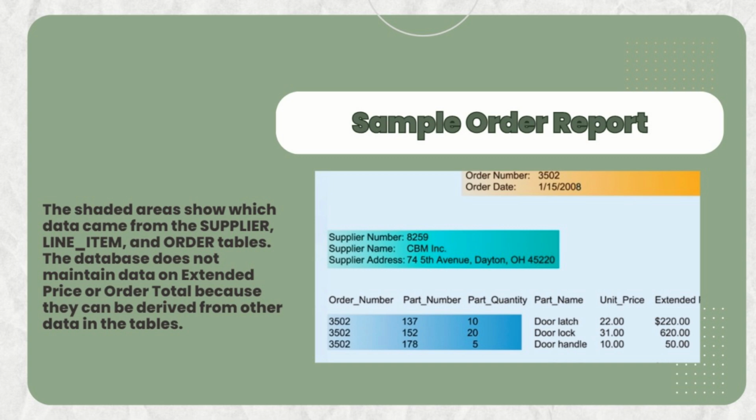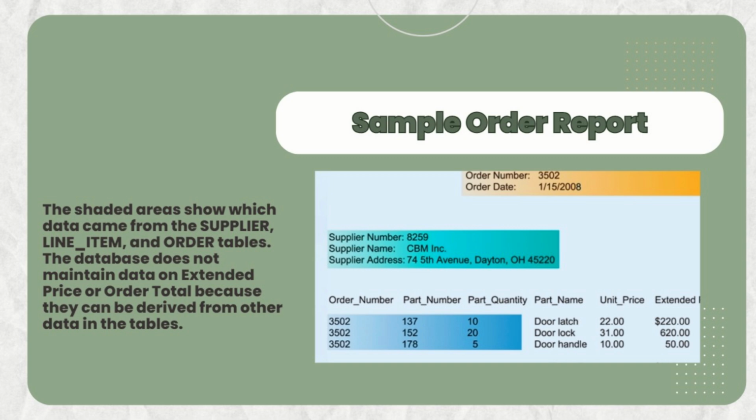Supplier data. The shaded areas representing data from the supplier table would include information about the supplier involved in the orders. This data may include supplier ID, supplier name, address, and any other relevant details specific to the supplier. Line item data. The shaded areas representing data from the line item table would include details about individual line items within each order. Line item data typically includes item ID, description, quantity ordered, unit price, and possibly other attributes related to the specific items being ordered.